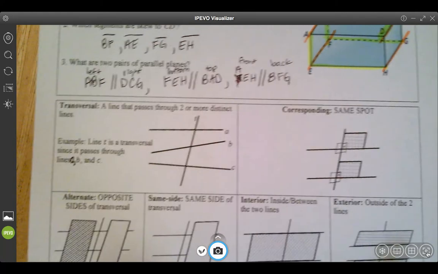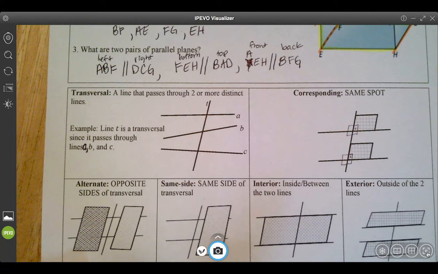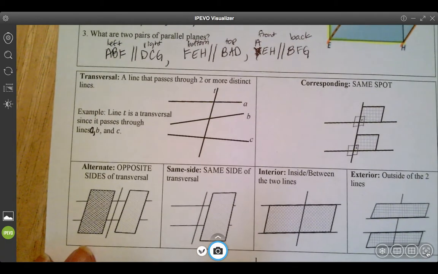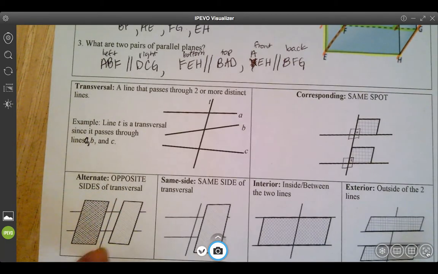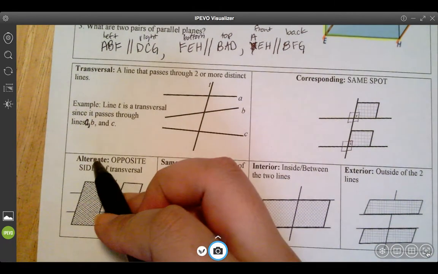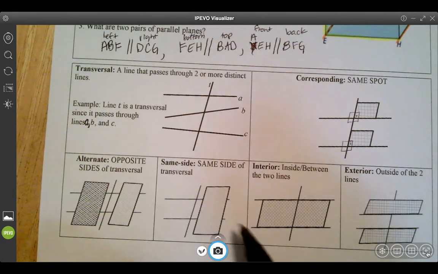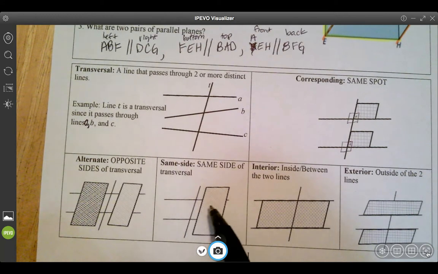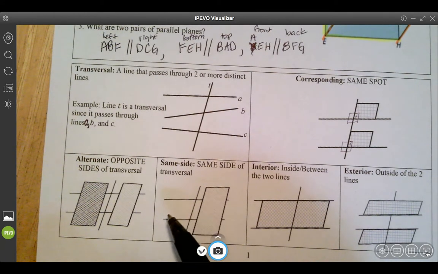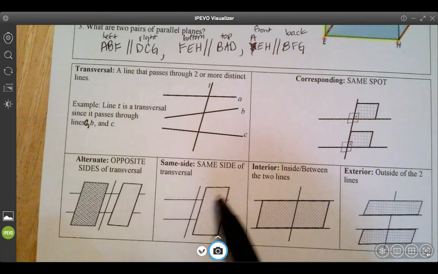Okay. Next, we want to talk about opposite sides of the transversal. So here's my transversal. We have the right side and the left side of the transversal. And so those are opposite sides. Okay. We can also call them alternate sides. So we also call this alternate sides. If we say the same side, then we're talking about they're both on the right, or it could be that they're both on the left. So they are on the same side of, again, the transversal.